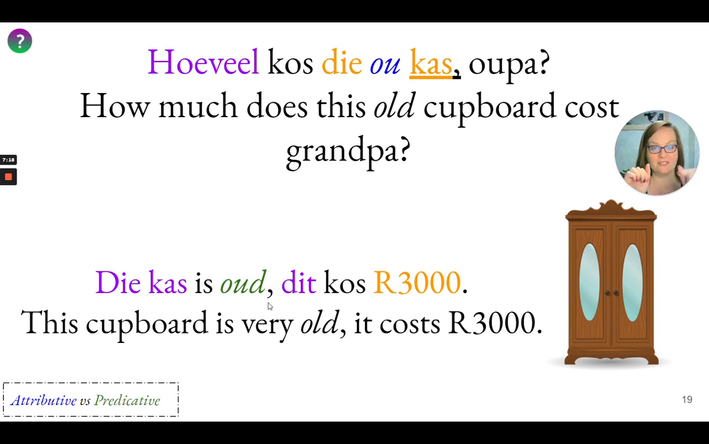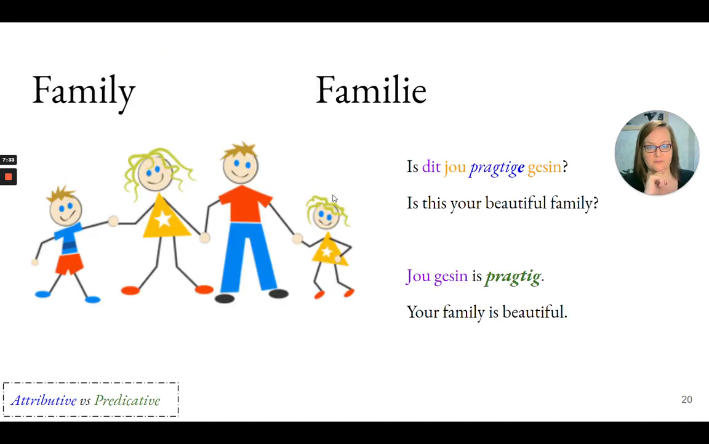This oud is written after the kas. It's predicative. If it was written before, attributive, it would be O. Dit kost 3,000 rand. Okay. This comma could have been replaced by an and: dit kost 3,000 rand.